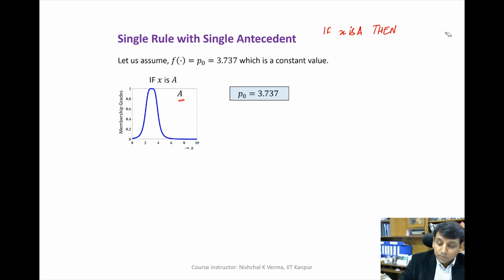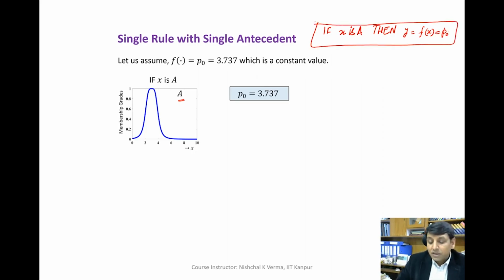So let's say y, which is the function of f(x), because we have only x in the premise part as the single antecedent. So here we have a constant, and constant is p0. So this is the rule which is representing the TSK fuzzy model.